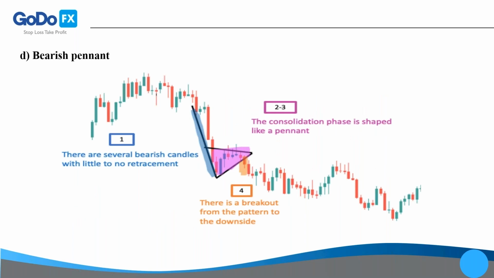Now concerning the bearish pennant, which is a continuation pattern that forms after a strong downward price movement, and it is characterized by a small symmetrical triangle, or the pennant, that forms after a significant price decrease, suggesting a brief consolidation before the downtrend resumes. So during this pattern, there are several bearish candles with little to no retracement. Then we have the consolidation phase, which is shaped as a pennant, and there is a breakout from the pattern to the downside after it.